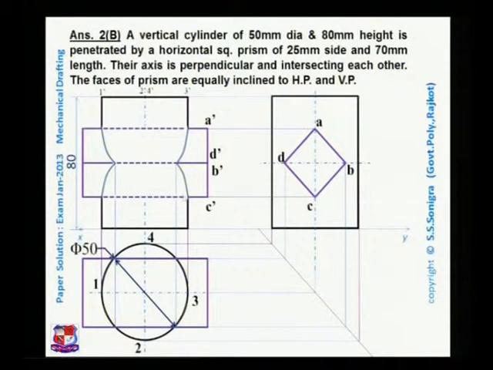In front view we have drawn all the necessary lines needed over here, that is 3 dotted lines and 2 curves like this, and this line is to be erased because it's a cut portion of the cylinder.